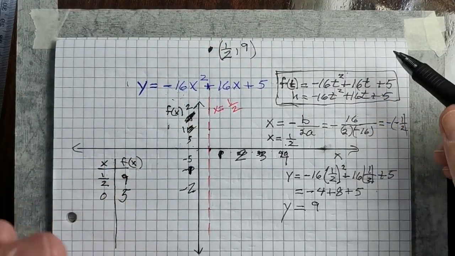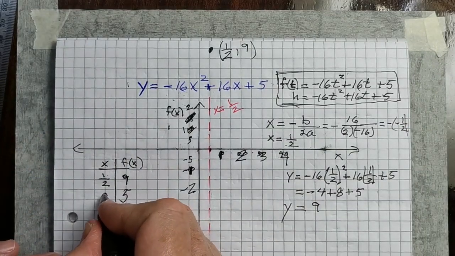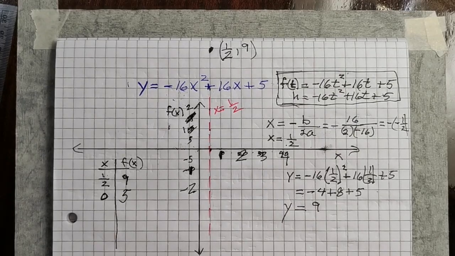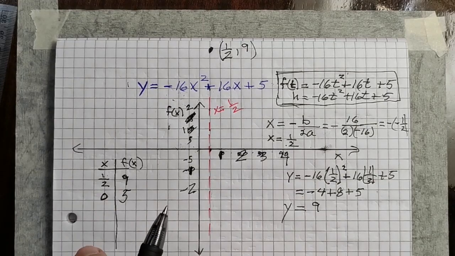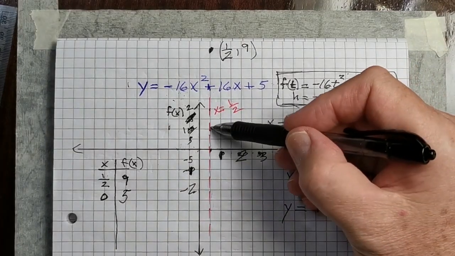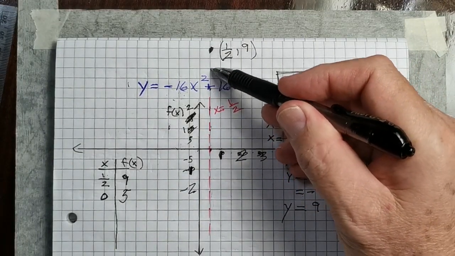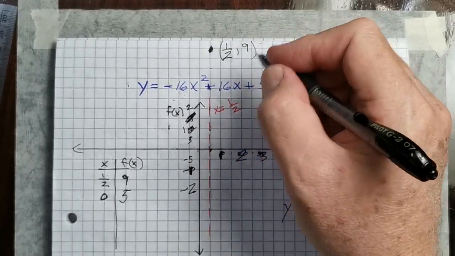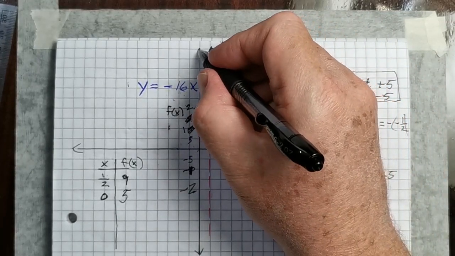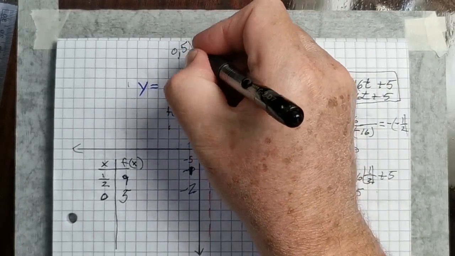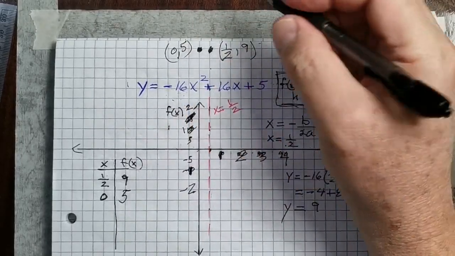Now, x equals 0 has special meaning. 0 represents 0 time. So if the height of the ball was 5 when time equals 0, what does that tell you? Height of the ball was 5. 1, 2, 3, 4, 5. Actually, my vertex was 1/2, 9, but this specifically, 0, 5 right here, represents the point from which the ball was thrown.